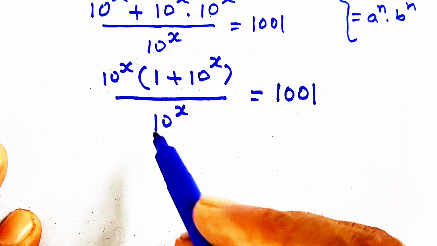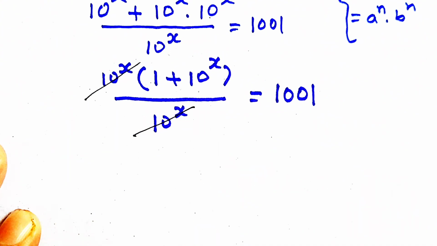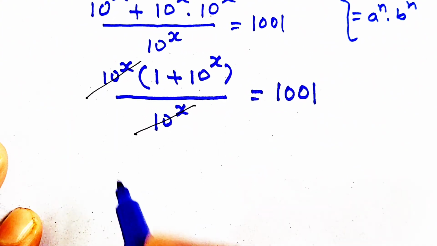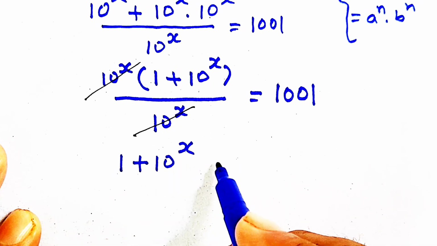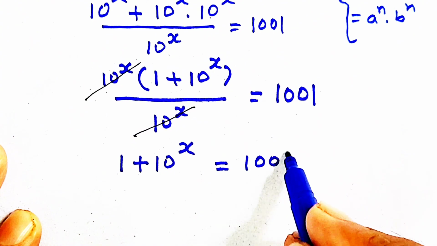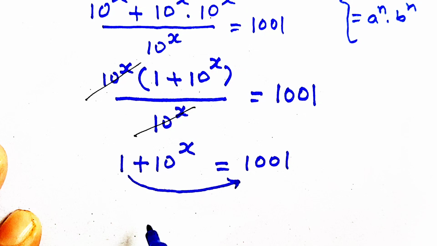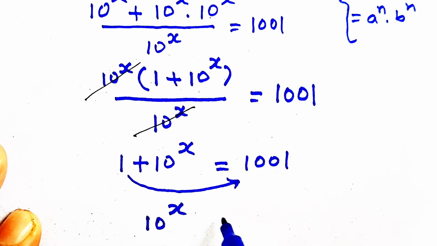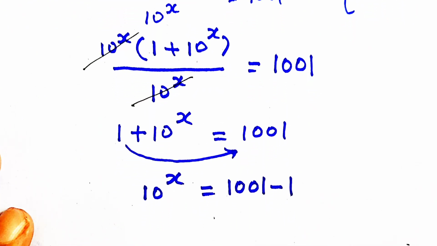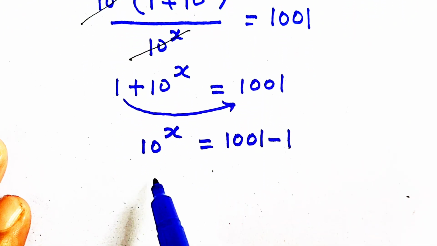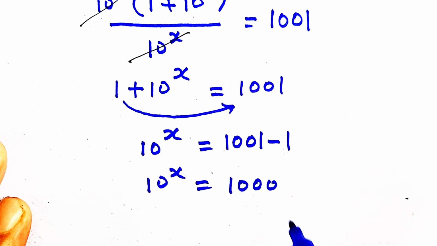Now next step will be cancellation. This will be cancelled with this one, so we will get 1 plus 10 raised to power x is equal to 1001. Now shift this one to right side. We will get 10^x is equal to 1001 minus 1. What will be right hand side? It will be 1000.